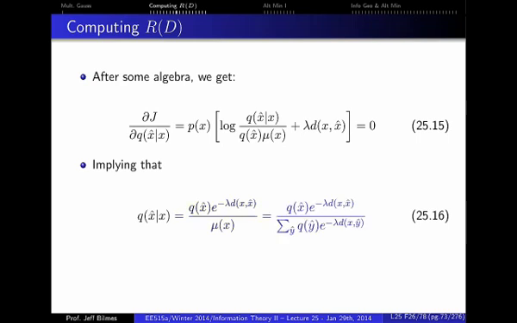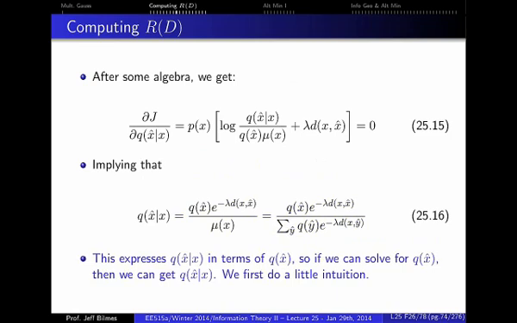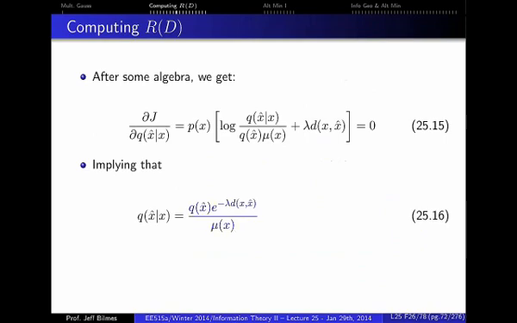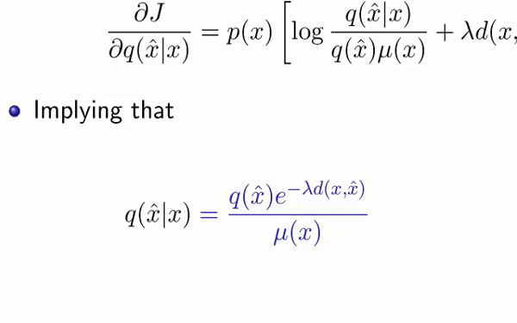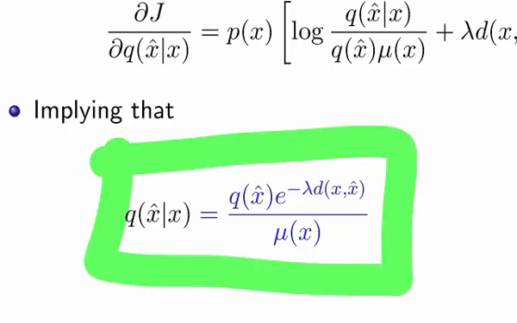So let's spend a little bit of time looking at it. This is really important because, first of all, it says that the matrix for row x is basically proportional to q of x hat, where q of x hat is just the marginal over x hat. So everything involves q of x hat, and then it's weighted by the distortion measure. In fact, it's e to the negative lambda times the distortion.